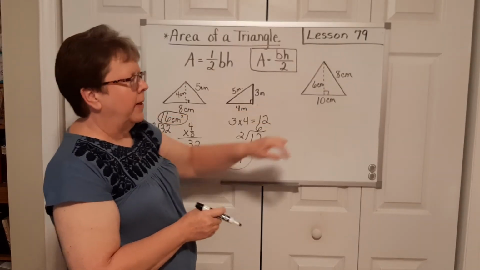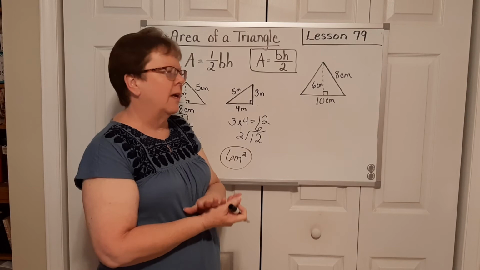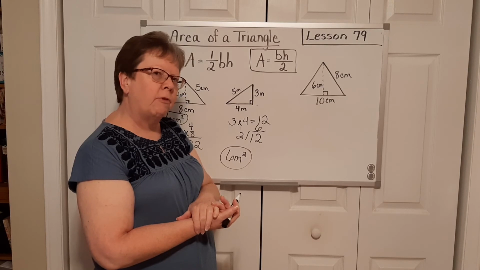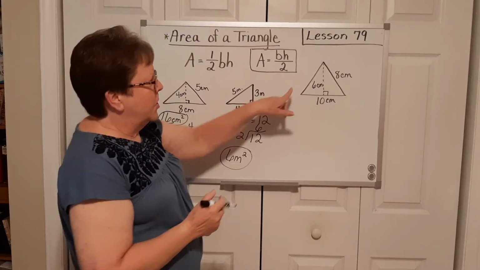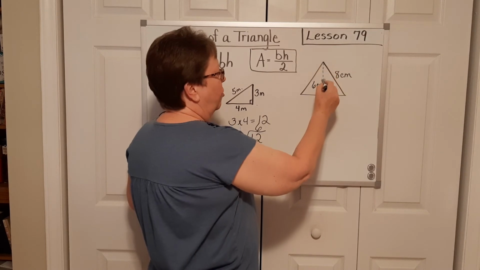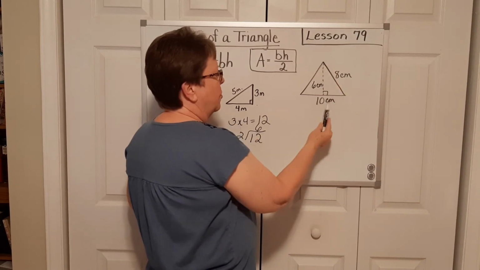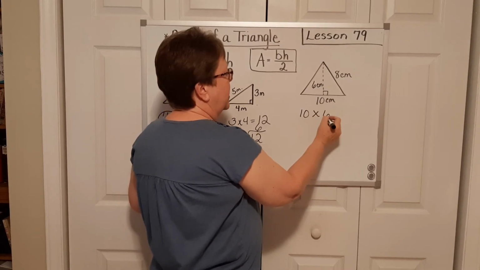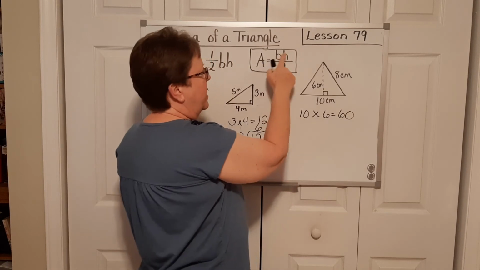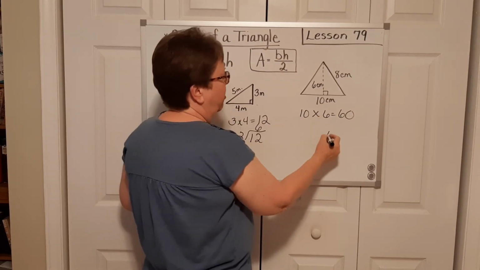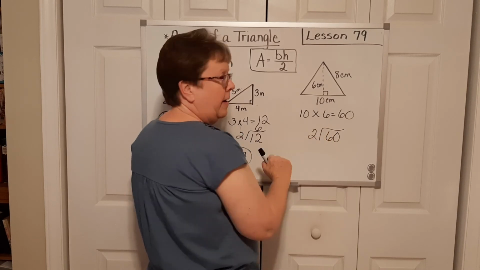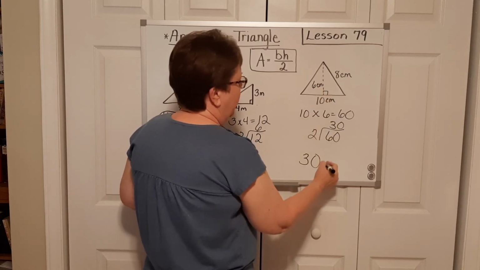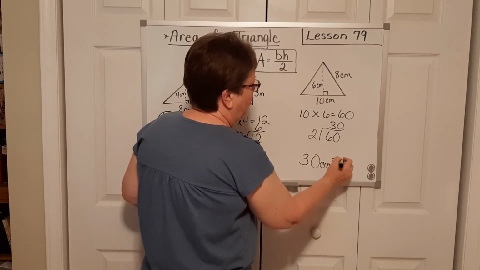Let's do this one. See if you can find which one is your base and which one is your height as you look at that. Remember what they have to form. So here's our L shape, which is our 90-degree angle. So this would be our base. This would be our height. So 10 times 6 is 60. That was our base times our height. Then we have to divide that answer by 2. So if we take 60 and divide it by 2, we get 30. So now we have 30 centimeters squared.